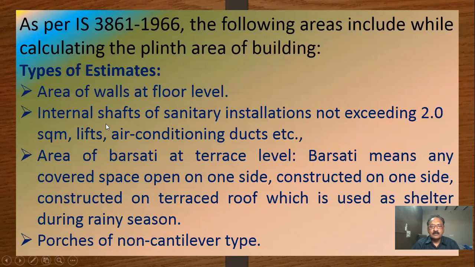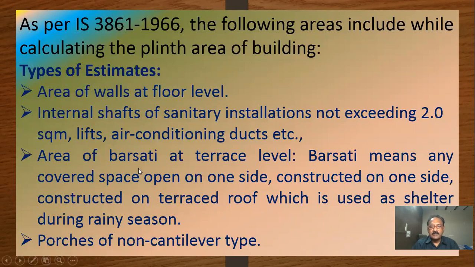Suppose internal shafts or sanitary installations we have in apartments, you will see there is a duct of 2 square meter: lifts, air conditioned ducts. If it is not more than 2 square meter, we have to include that. The area is included. So internal shafts of sanitary installation not exceeding 2 square meter, that is lift or air conditioned ducts.